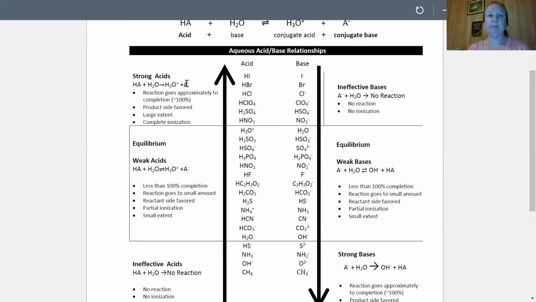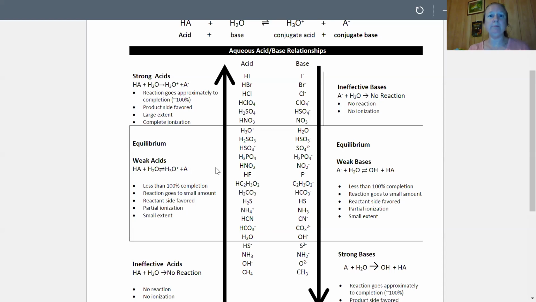If you have a weak acid, it only goes a little bit forward. Most of it stays as reactants. Most of the acid will stay as the acid form. Only a small percentage goes to the conjugate base. So we show that with the double arrow. So anytime you have a reaction with the weak acid, use the double arrow.